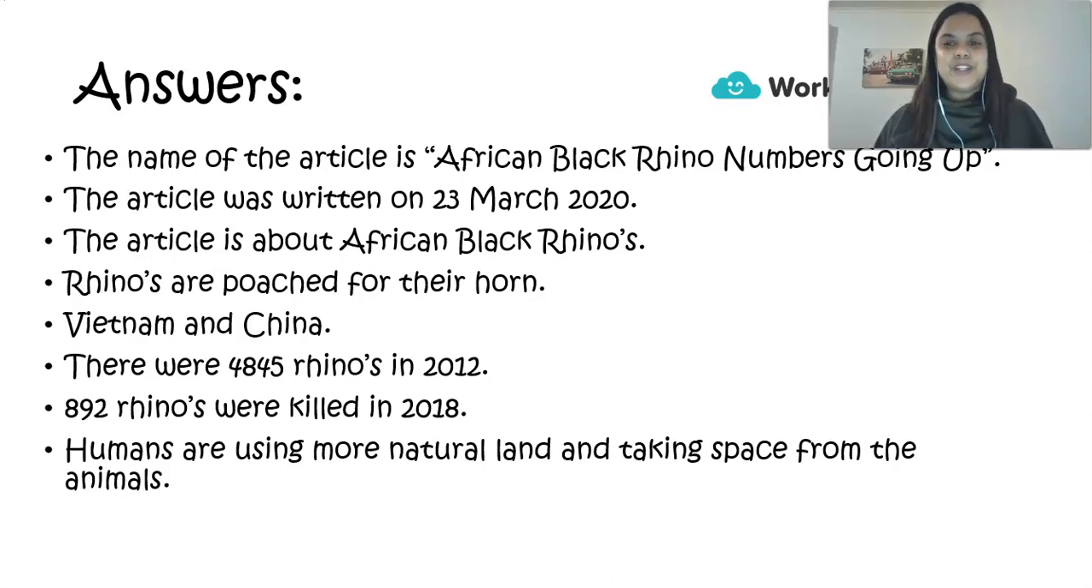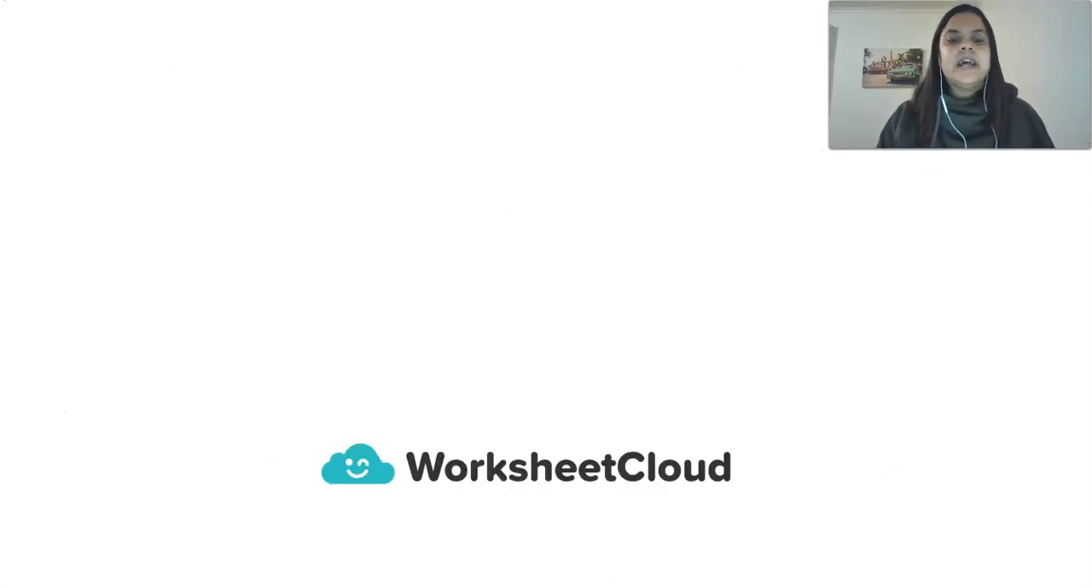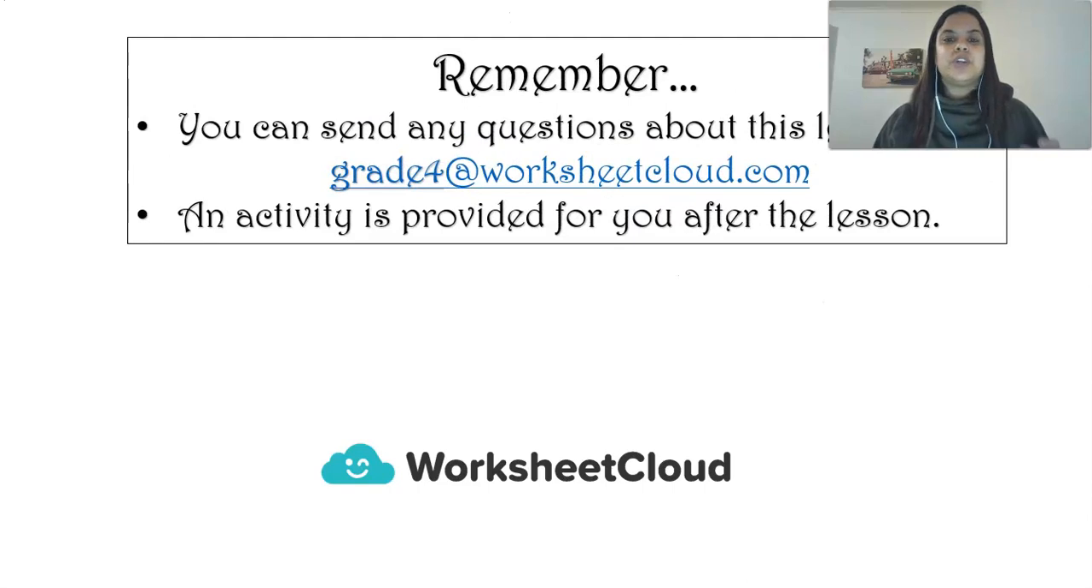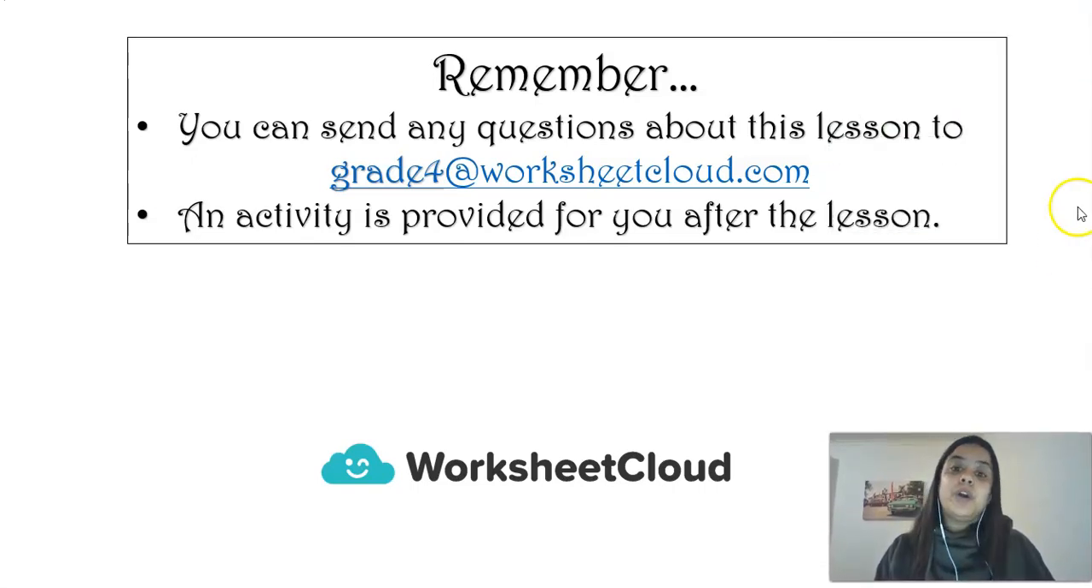Grade 4s, I hope that you understood this lesson about answering a non-fictional text like a newspaper article, and that you enjoyed the article because it spoke about something very real. It spoke about how rhino poaching is a serious problem in Africa, and they are on the verge of extinction. So we have to be aware of what we do, and we have to be aware of the news, because the more we read, the more we'll understand.